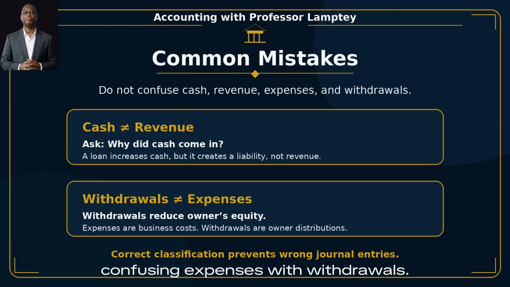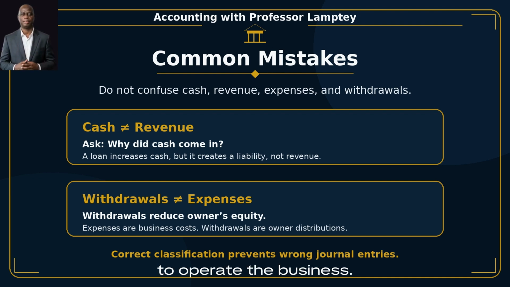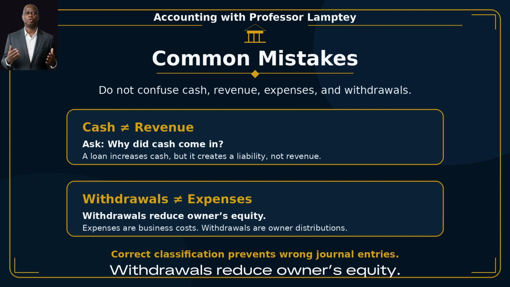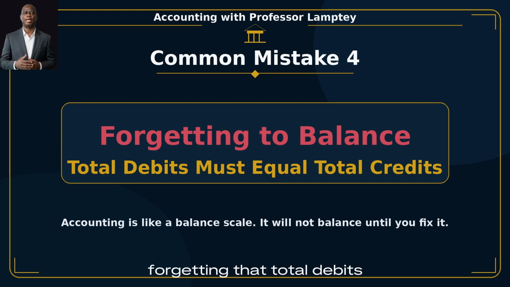The third mistake is confusing expenses with withdrawals. Expenses are costs incurred to operate the business. Withdrawals are amounts taken out by the owner for personal use. Expenses reduce profit. Withdrawals reduce owner's equity. They are not the same. The fourth mistake is forgetting that total debits must equal total credits. Before you move on from any journal entry, always check, do total debits equal total credits? If they do not, something is wrong. Accounting is like a balance scale. It may forgive you later, but it will not balance until you fix it.